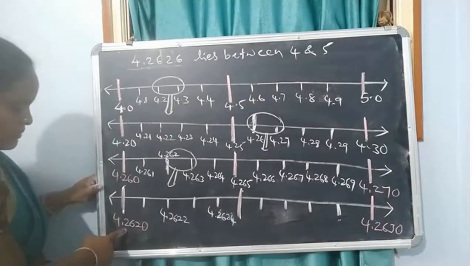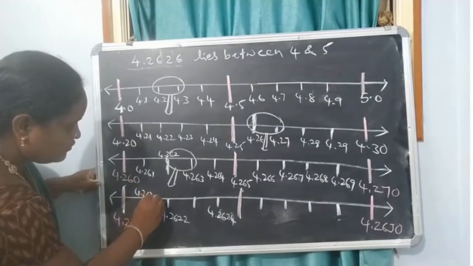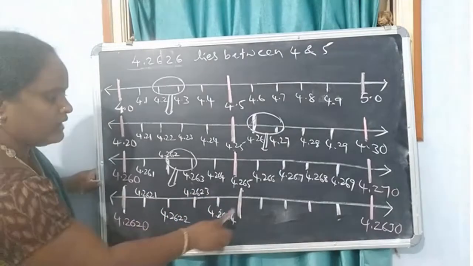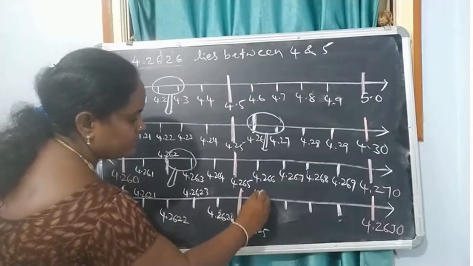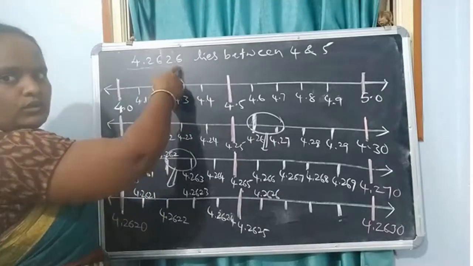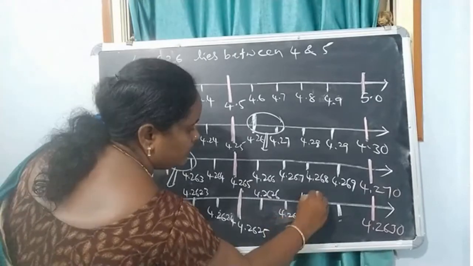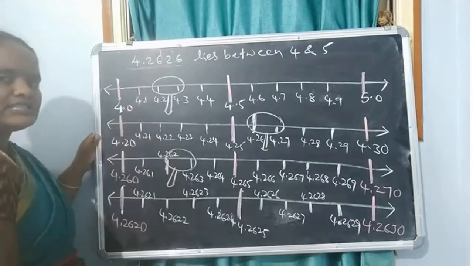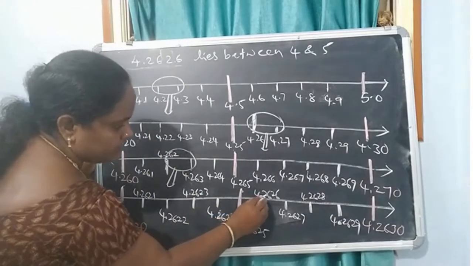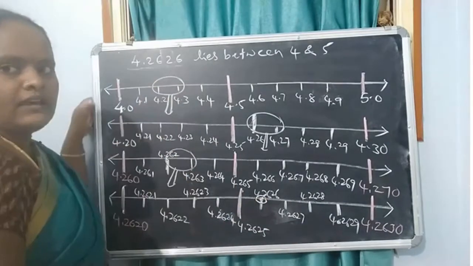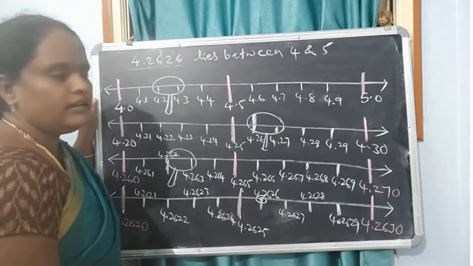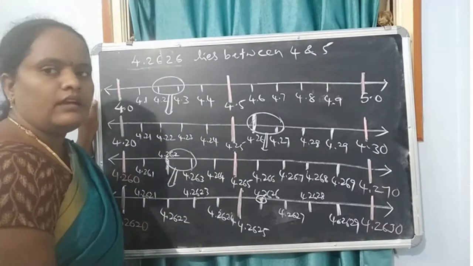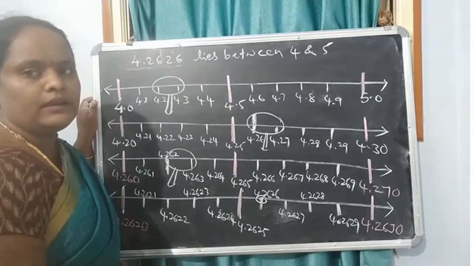So here this is 4.2620, this is 4.2621, 4.2622, 4.2623, 4.2624 and the middle 4.2625, and this is 4.2626, like this 4.2627, 4.2628 and 4.2629. So where is 4.2626? Here, I can see it lies exactly at this point. Like this we can visualize decimals on the number line through successive magnification using a magnifying glass. In a similar way you can magnify and observe non-terminating, non-repeating decimals also.